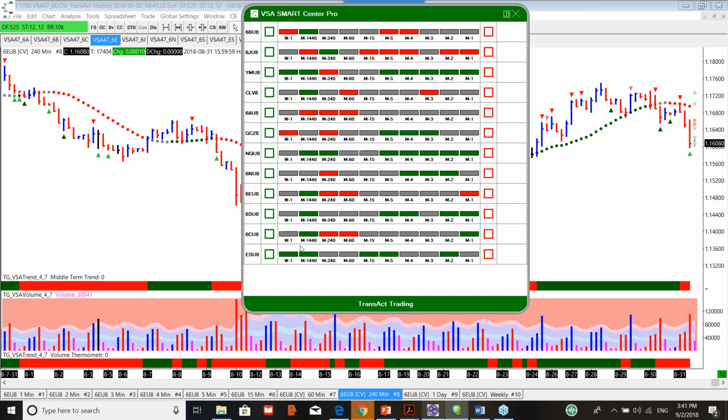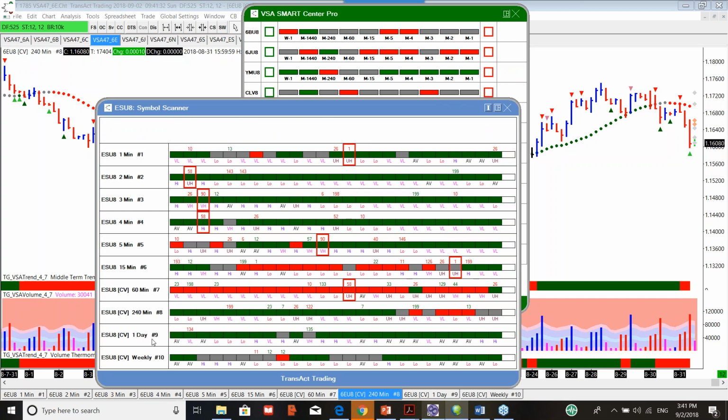But what you can see here is certain instruments like the E-mini are starting to look bullish. Notice the daily chart has been going up. The weekly chart has been going up. All the other time frames are going up. We just want the 4-hour, which it will do, to turn green. Then you have total trend alignment to the upside.